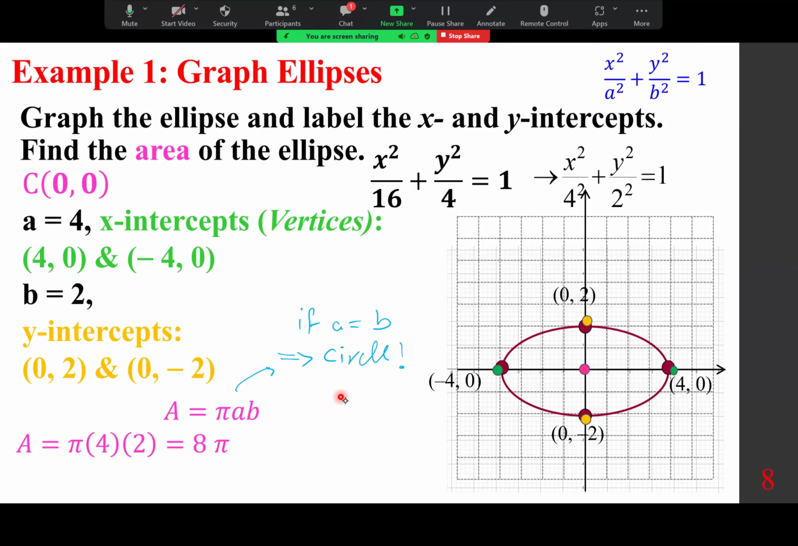The circumference is 2 pi r for a circle. In this case, it's close to pi times a plus b. It's not identical.